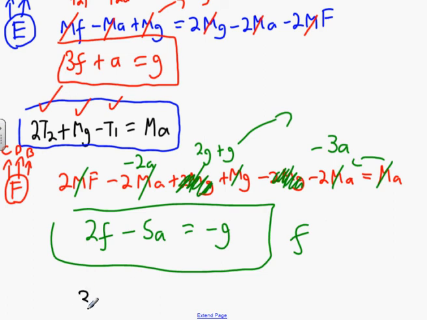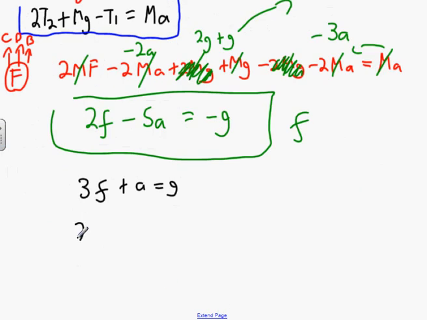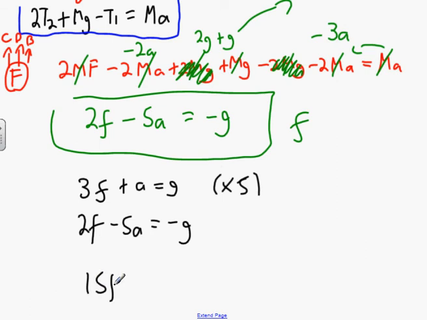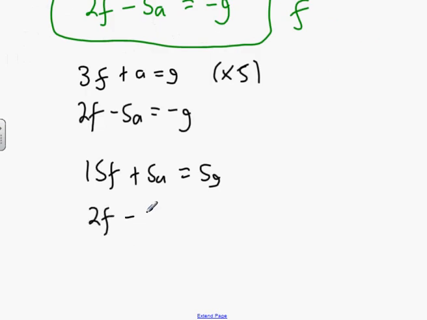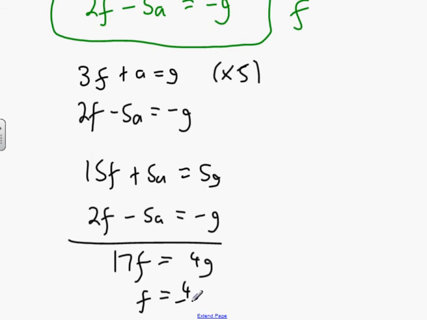Solve simultaneously. 3F plus A equals G. And 2F minus 5A equals minus G. Multiply the top one by 5. 15F plus 5A equals 5G. 2F minus 5A equals minus G. 17F equals 4G. F equals 4 over 17G. That's correct.